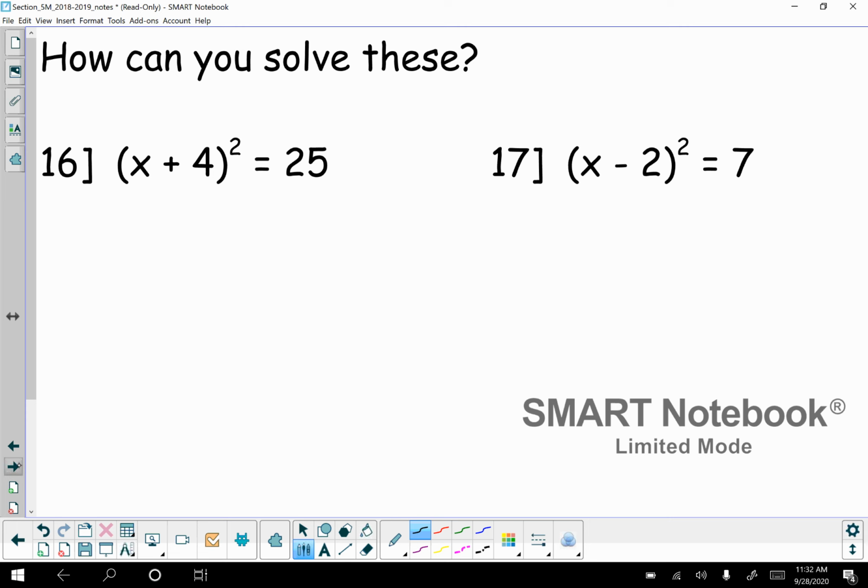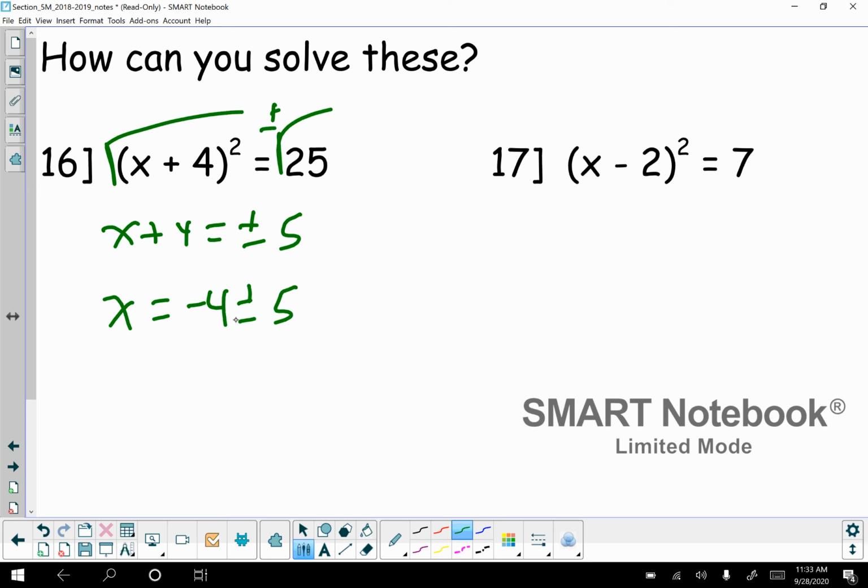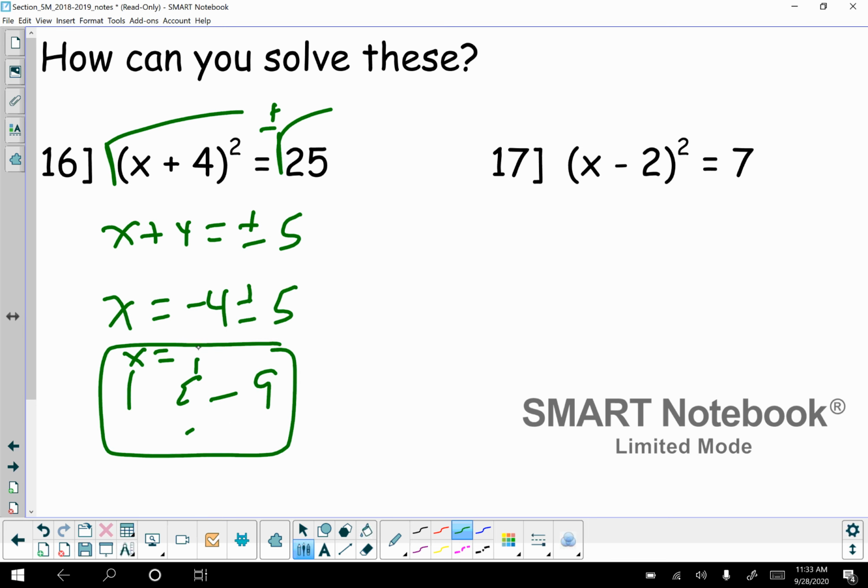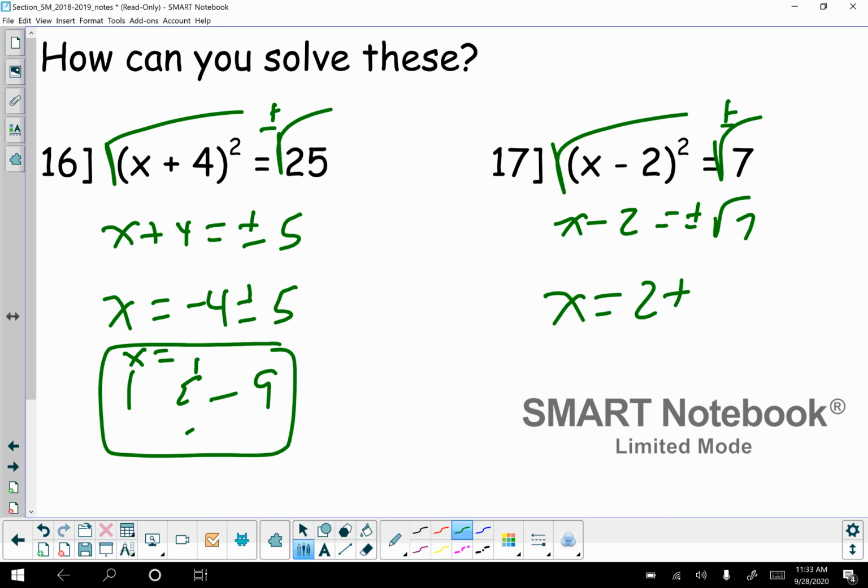So how do I want to solve these? Okay, so if I was going to go, I'm going to take the square root of both sides. Don't forget the plus or minus. So I get x plus 4 equals plus or minus 5, because the square root of 25 is that. Then I'm going to subtract 4. So I'm going to get an answer of 1 and an answer of negative 9. That's what x is equal to. This one, I'm going to take the square root of both sides. Don't forget that it's plus or minus. So add 2 to both sides. And that counts as two answers, 2 plus root 7 and 2 minus root 7.